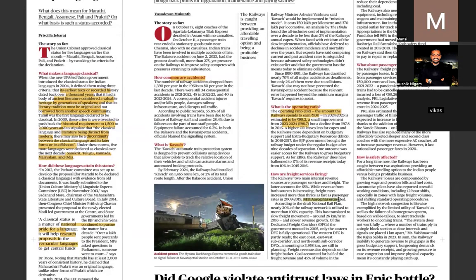So Niti Aayog has estimated that revenue from both these sources, the passenger services and the freight services, accounts for 65% of the revenue. So revenue from both these sources is increasing. Freight rates have increased more than twice as fast as passenger rates. So that is more competitive.